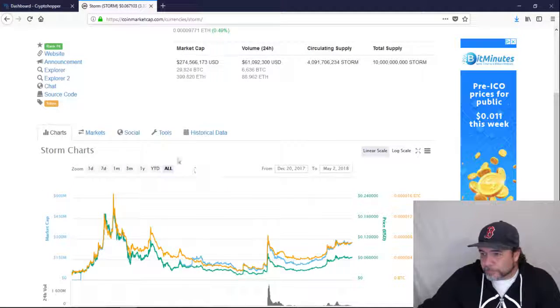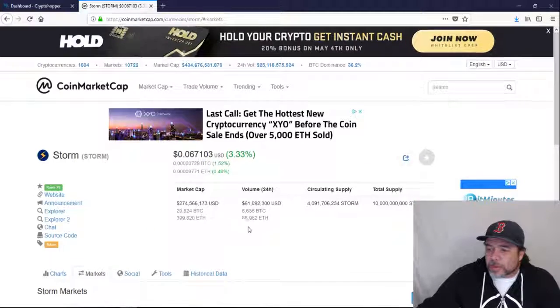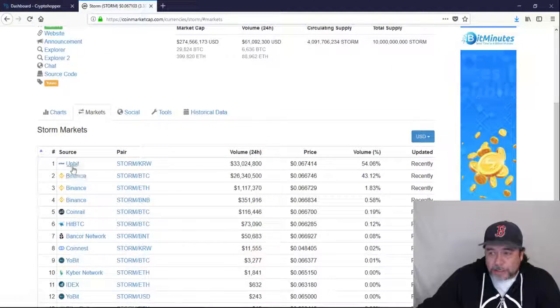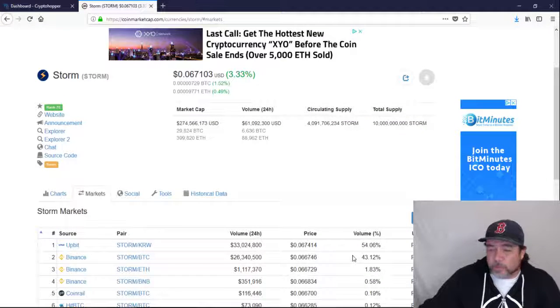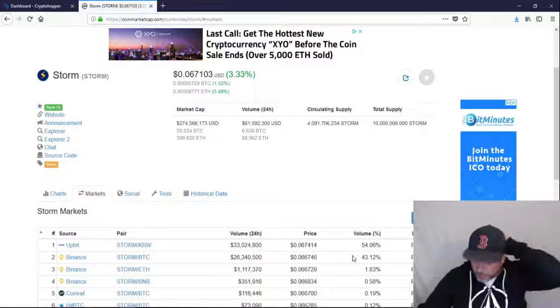So go to the markets, see where it's trading the highest. Upbit is trading the highest, and then it's on Binance. And you see that the BTC Storm pair is 43% of the global market for that coin. I trade in Ethereum pairs, and it's only 2%, and I still have no problem getting my orders filled. But Upbit is definitely killing it. They've got more than half the market there on that exchange.